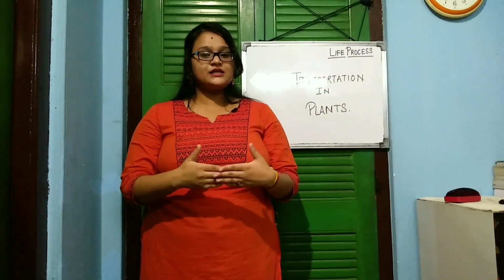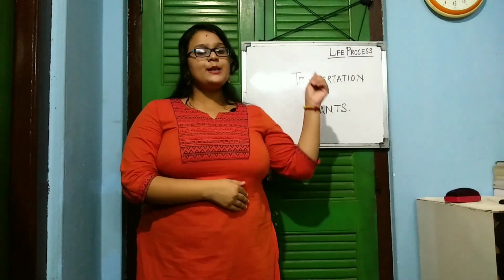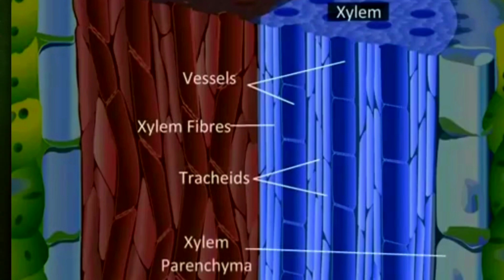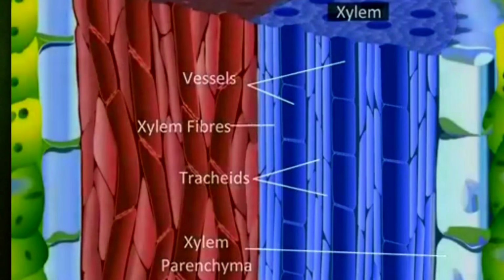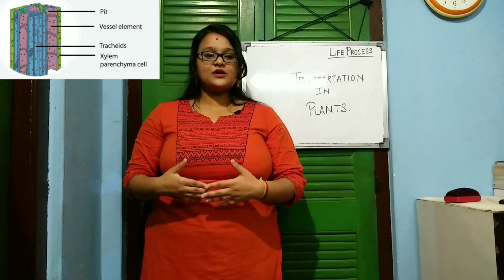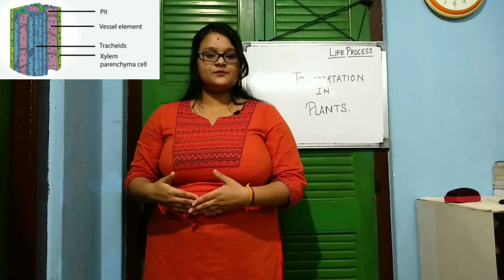Xylem tissue consists of four types of cells. Number one, xylem tracheids. Number two, xylem vessels. Number three, xylem fibers. And number four, xylem parenchyma. At first, let us talk about xylem vessels. Xylem vessels are tube-like structures that are open at both ends.